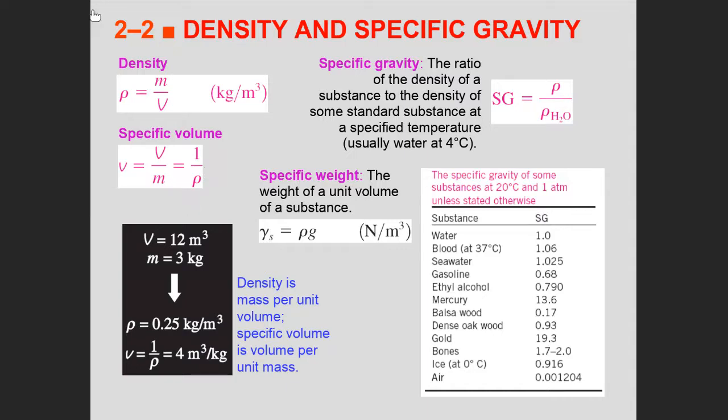Remember this relation. This relation is very important. Remember it very carefully, underline it: the relation between specific volume and density.